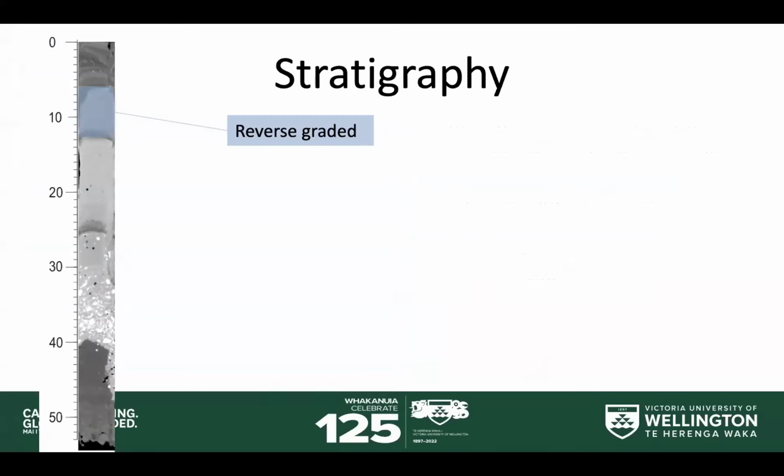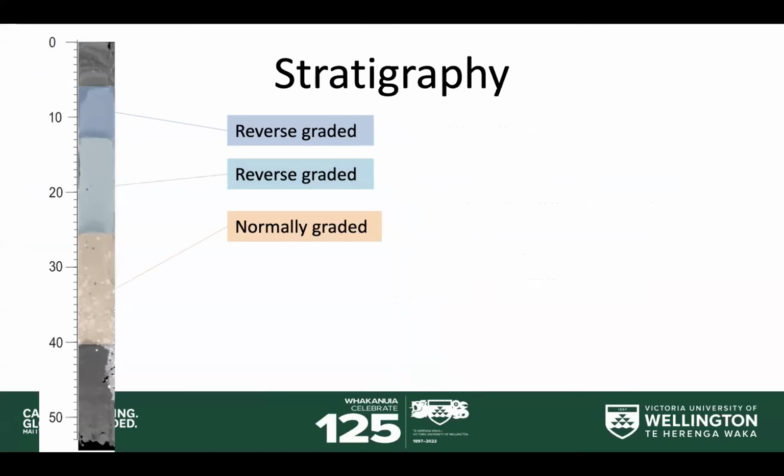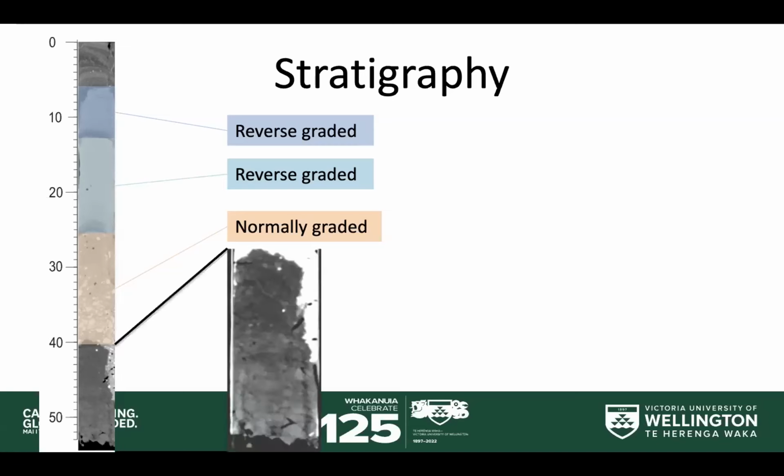And within here, we have found 3 event deposits. The top 2 in blue are reverse graded, and the bottom one in orange is normally graded. I need to do more grain size analysis to be able to say exactly why these top 2 are reverse graded, but it's interesting nonetheless. The top 5 or so centimeters of this core consists of a laminated mud, and the bottom 13 or so centimeters, which I've highlighted here, is roughly normally graded as well.